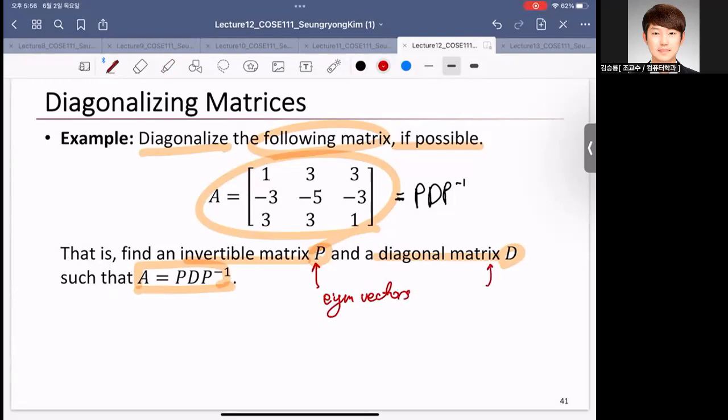and eigenvalues of arbitrary matrix A. That's the question. That's why you have to know how to compute eigenvalues and eigenvectors. Okay? So let's do that.